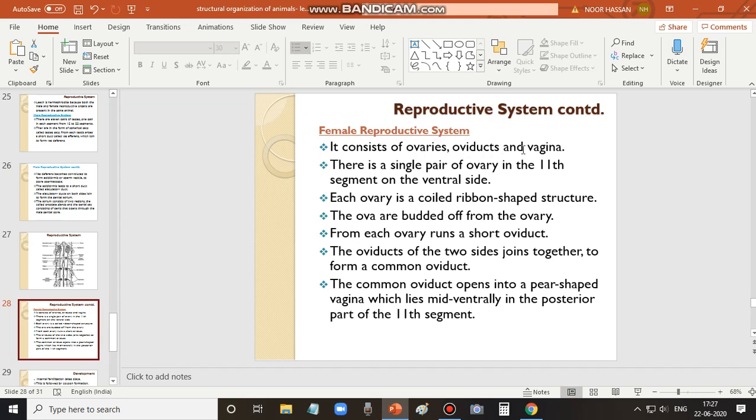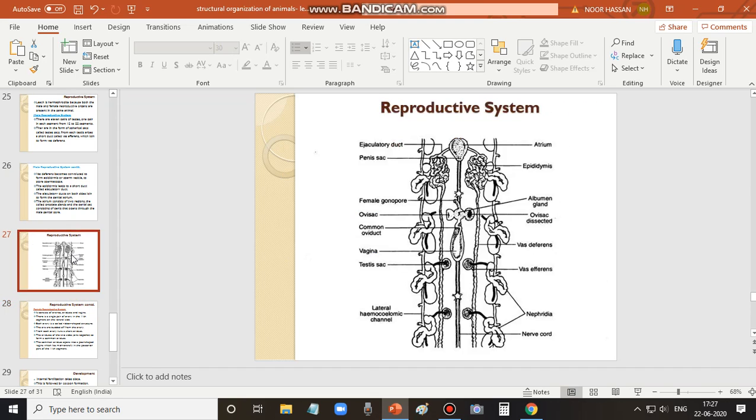It consists of ovaries, oviducts, and vagina. Going back to the slide, as leech is a hermaphrodite animal, the female reproductive organs are also present in the same animal. So this is the female reproductive system.